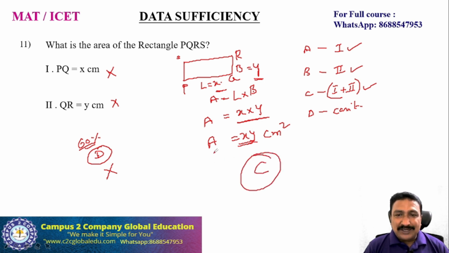So we should not take our own values for X and Y. Whatever values they are giving in the statements, we should use those values only. So in this question, the answer is C. But most people will keep the answer as D, which is wrong, because they are thinking we don't know the X value and Y value. So this answer is C.